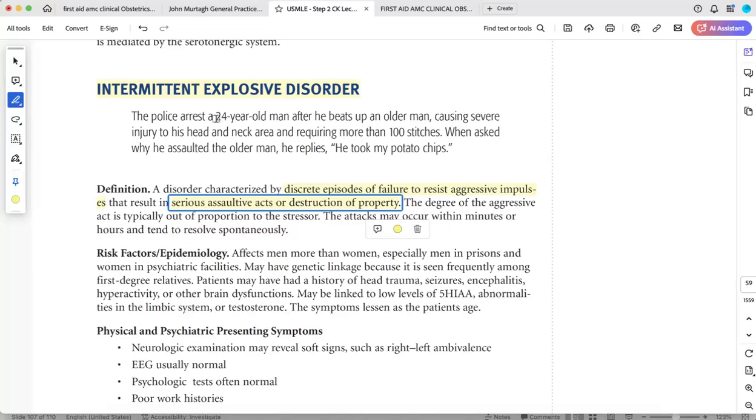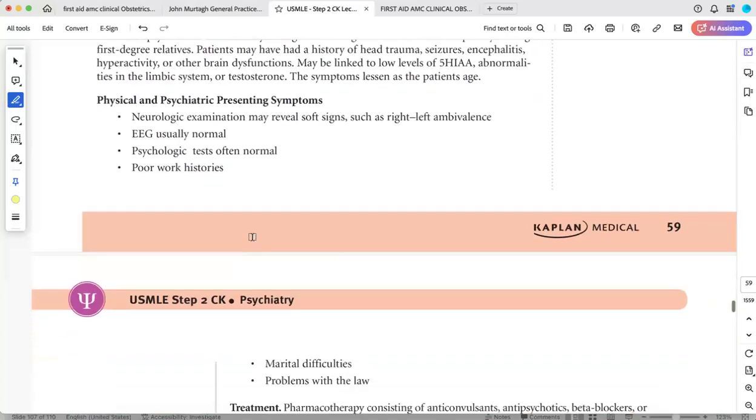Like if you look here, police arrest a 24-year-old man after he beats up an older man, causing severe injury to his head and neck, requiring more than 100 stitches. When asked why he assaulted the older man, he replies, "He took my potato chips." So you can see the stressor is very small and the aggression is really out of proportion. This attack can occur within minutes to hours, and as long as they don't act on it, it will just make them very anxious. So that is intermittent explosive disorder.